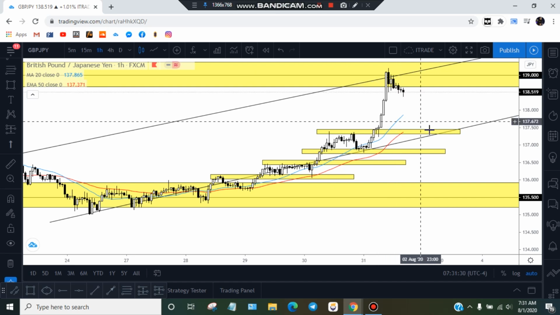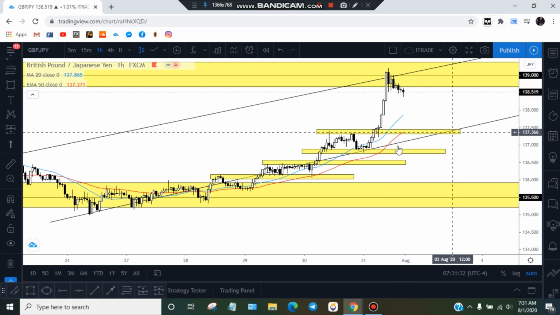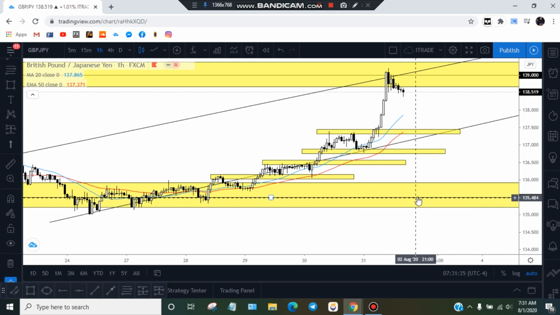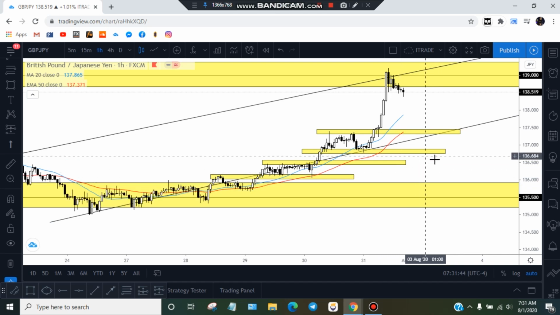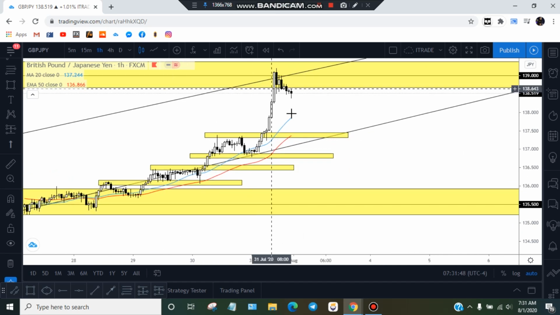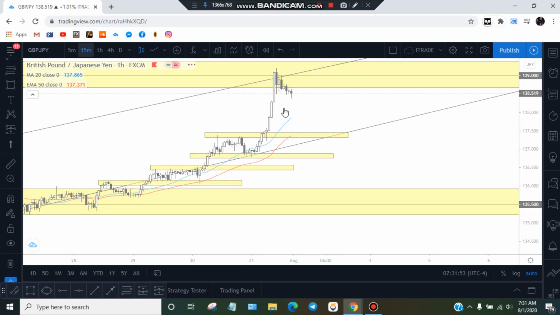And so now we are gonna come down either back to this trend line, or we're gonna go down to the next zone, next level, which is 135.500, right? That daily level, which is what I'm actually expecting from the markets. So let's see. Now we're gonna go down to the 15-minute time frame.